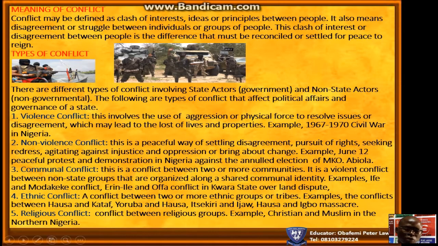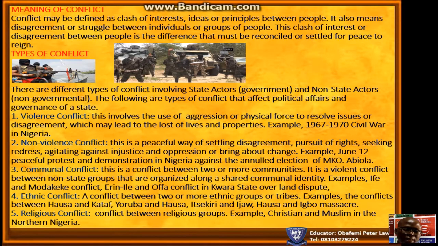We have the next one, which is ethnic conflict. And this conflict usually happens between ethnic groups or tribes. For example, the conflict between the Hausas and the Kataf, Yoruba and Hausas, Itsekiri and the Ijo of Delta State, the Hausa and the Igbo massacre that occurred in the north and also in the east that led to the loss of thousands of lives and property.